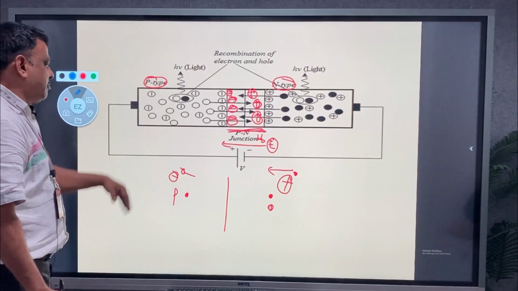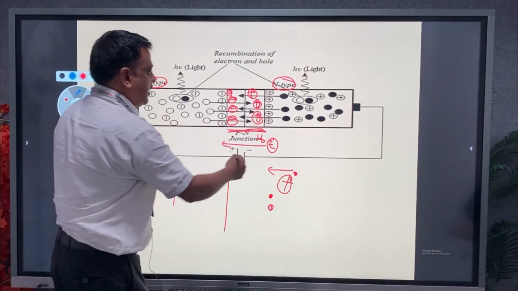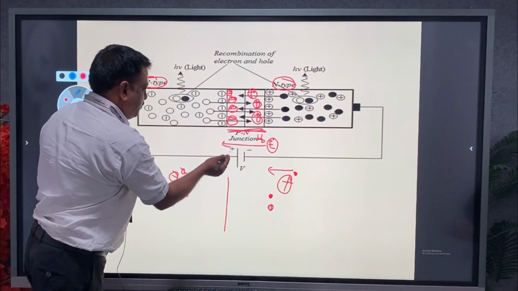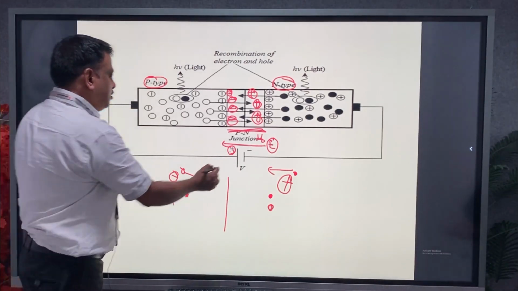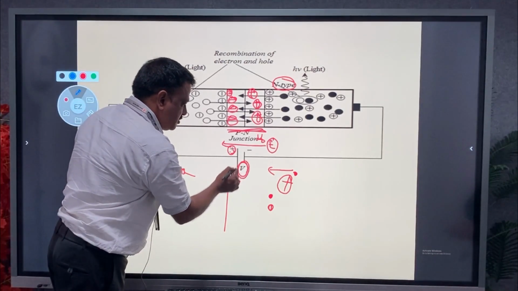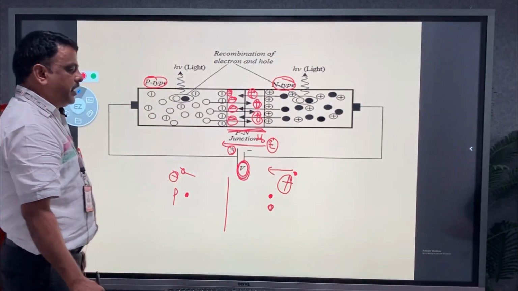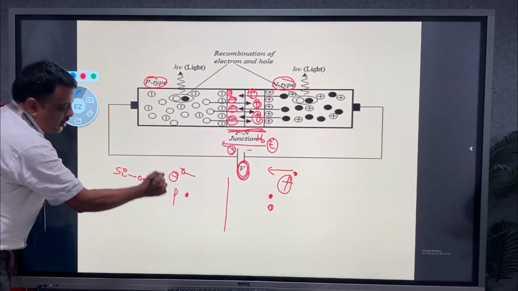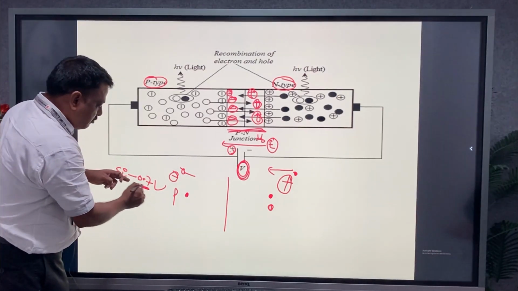When applying the forward bias, the p region is connected to the positive terminal and the n region is connected to the negative terminal. Here holes move toward the negative side, away from the positive side. As the forward biasing voltage is increased, it crosses the barrier voltage. Suppose silicon is 0.7 volts for the biasing voltage. It crosses this biasing voltage.